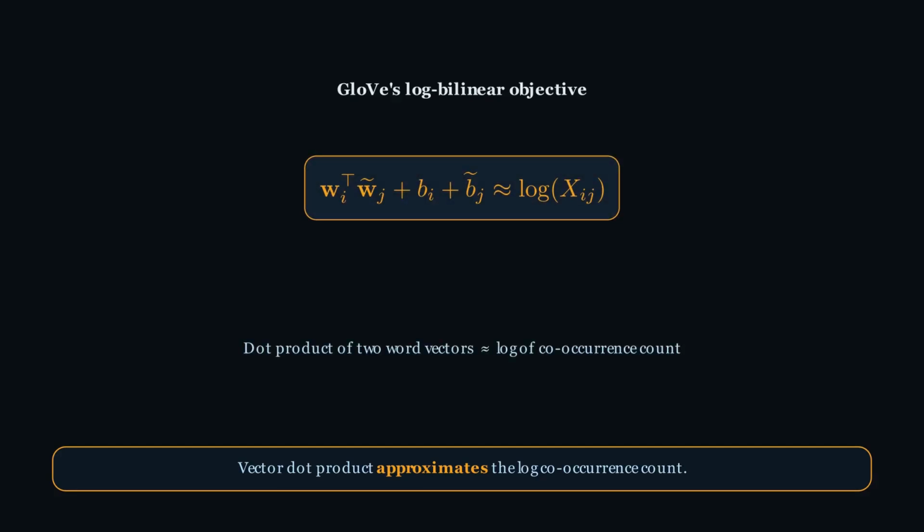GloVe turns this into a concrete training objective. The dot product of a word's vector and a context word's vector, plus 2 bias terms, should approximate the logarithm of how often they co-occur across the entire corpus. It's trained with weighted least squares so extremely frequent pairs don't dominate.